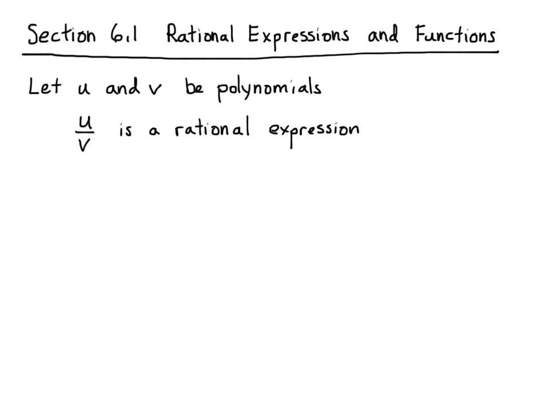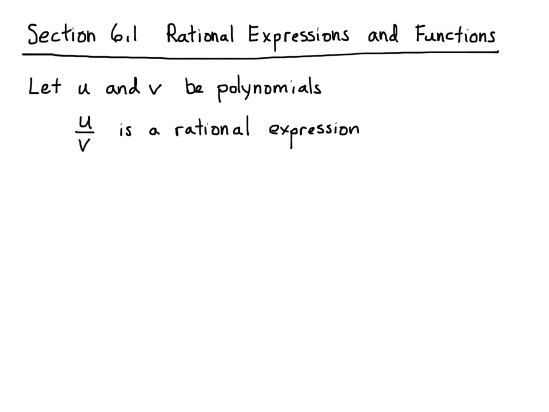Okay, so if u and v are polynomials, say any polynomial you can imagine, if you make them a ratio, we call that a rational expression. Now, rational isn't the meaning of the word you would normally use in ordinary English. Like you say, oh, that's an irrational person, like, oh, that's a crazy person. Or that's a rational person, that's somebody who's sane, who can think.